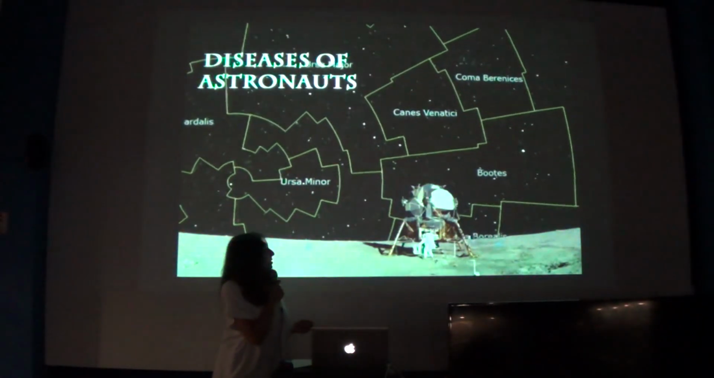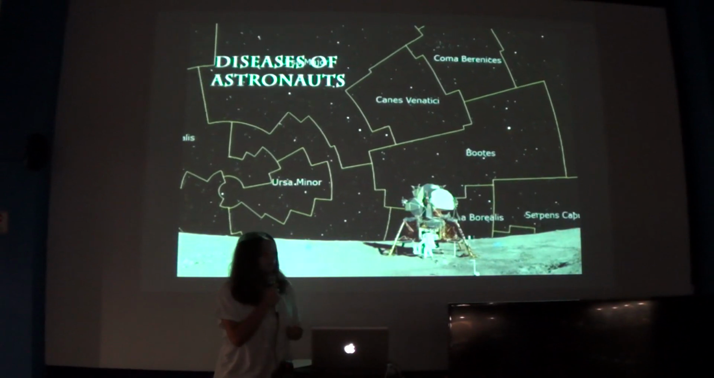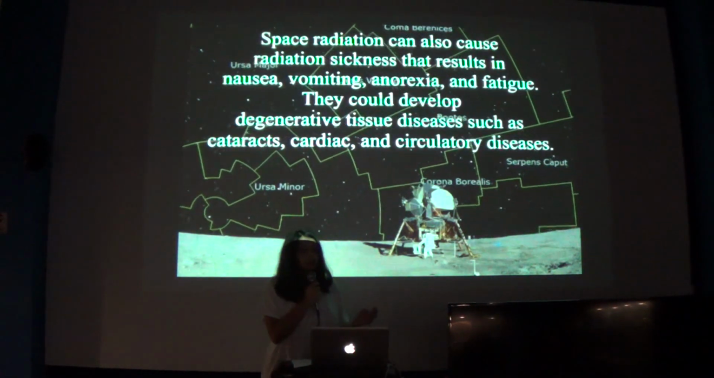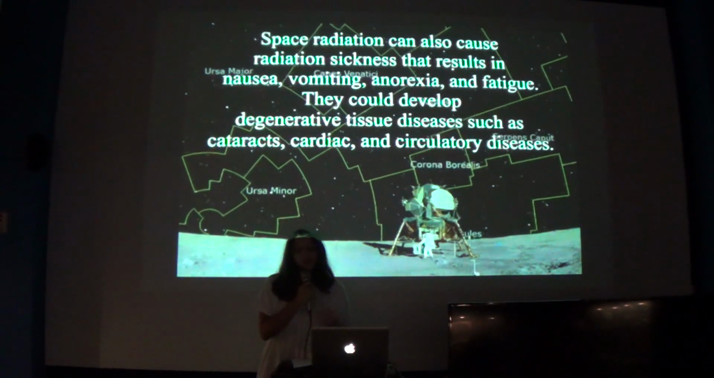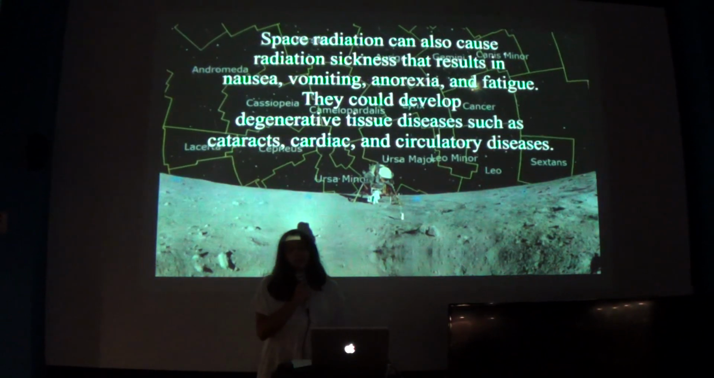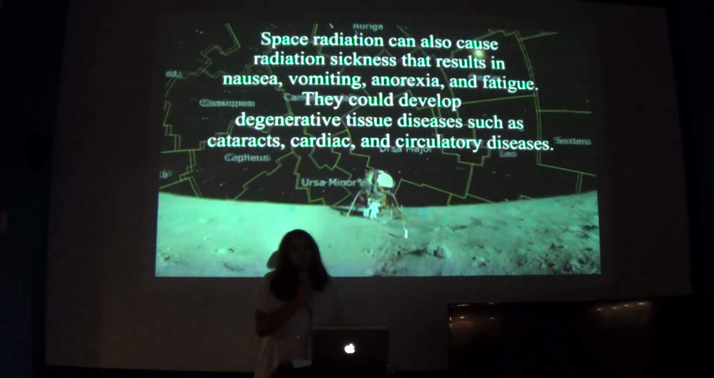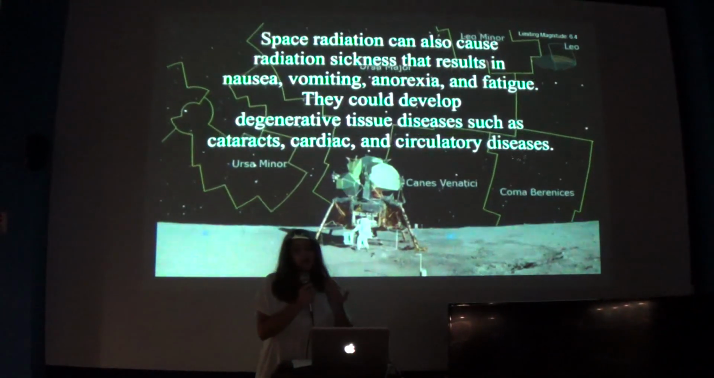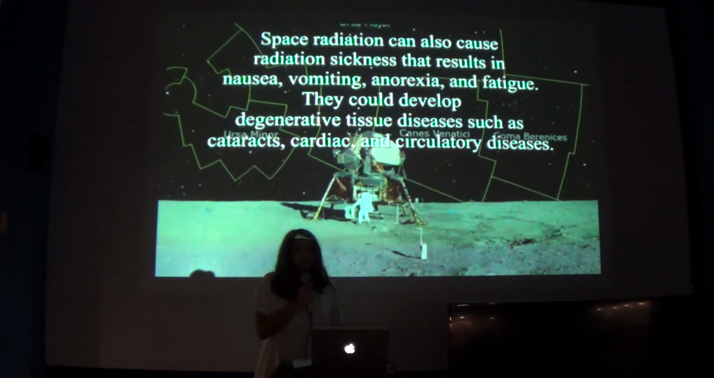Diseases of astronauts. Space radiation can also cause radiation sickness that results in nausea, vomiting, anorexia, and fatigue. They could develop degenerative tissue diseases such as cataracts, cardiac, and circulatory diseases.